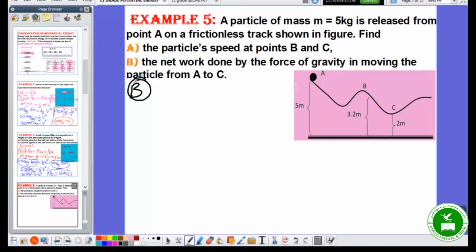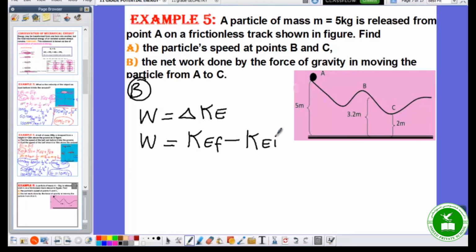First, best method is work energy theorem, as we discussed in previous classes, right? Work energy theorem says that the work done on an object is equal to the changes of kinetic energy. Or we can use potential energy also here. Okay, let's use work energy theorem. Work done is equal to changes in kinetic energy, final kinetic energy minus initial kinetic energy.